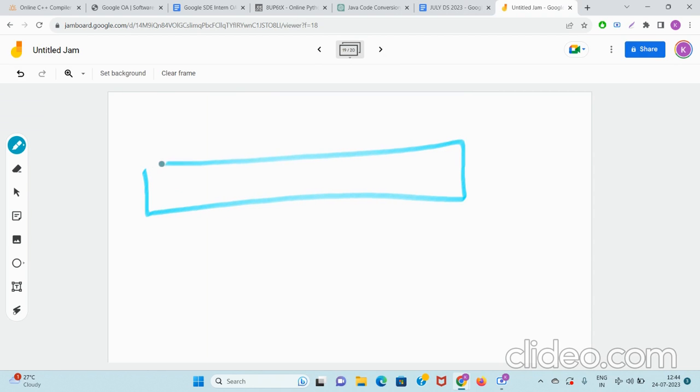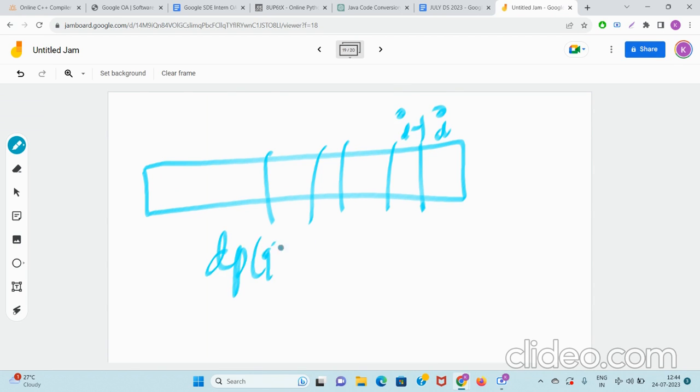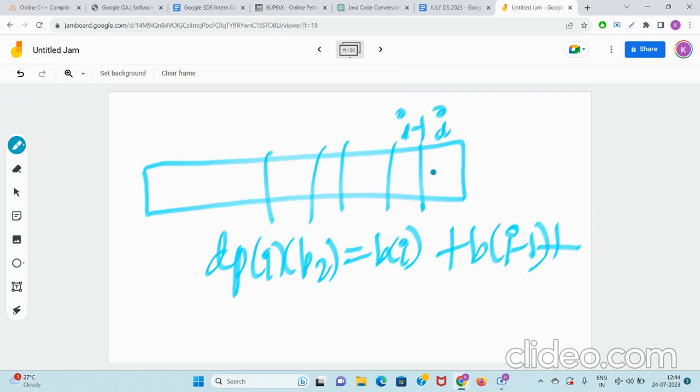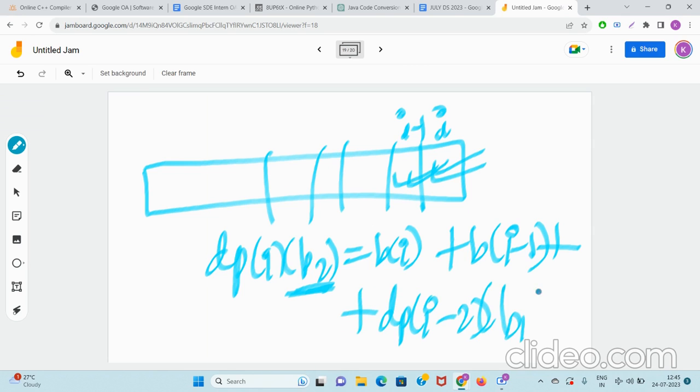What is the best answer? Whenever you are at index I, this is I minus 1. So dp I of b2 is b of I plus b of I minus 1, means these two you have to make b. इसका मतलब ही ये था कि लास्ट के, it means make the last two or more than last two elements as b. So you make this b, you make this b, plus dp of I minus 2 b1. It means that at least this element should be b or more than this should be b.